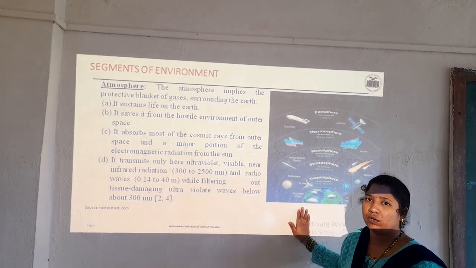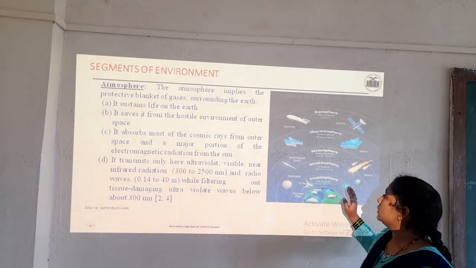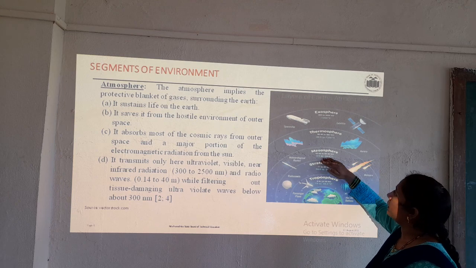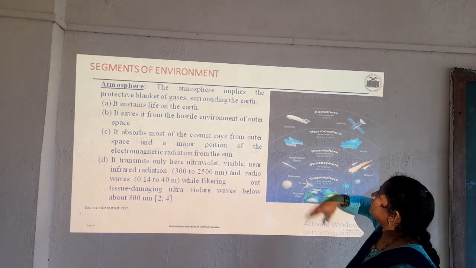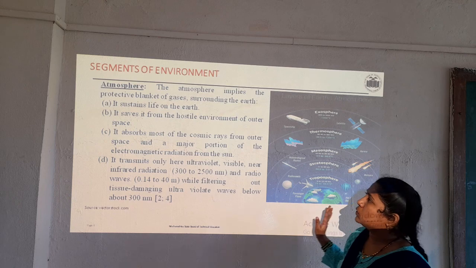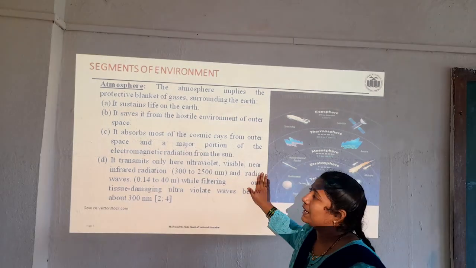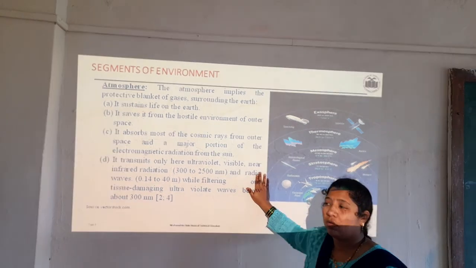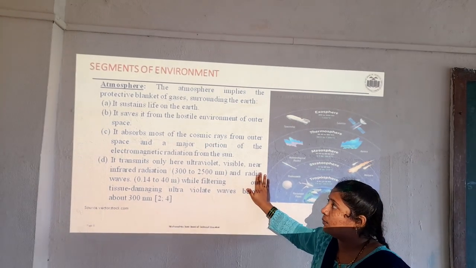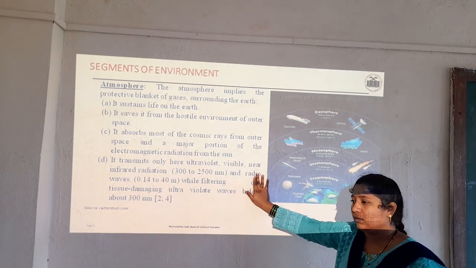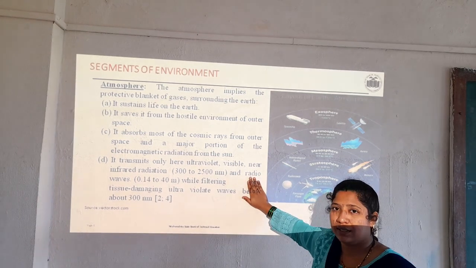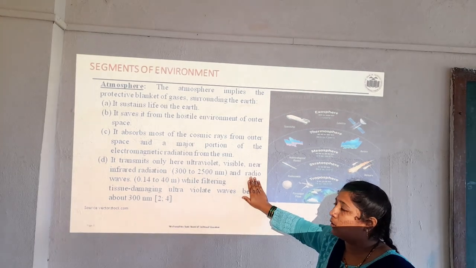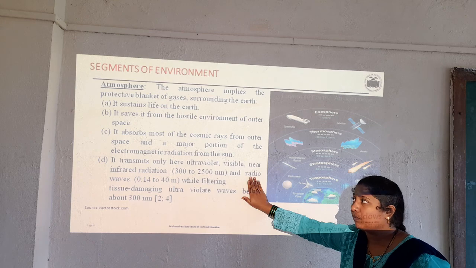First we will see what is meant by atmosphere in detail. This is our troposphere, stratosphere, ionosphere, thermosphere and exosphere. So these are the layers of the atmosphere. The atmosphere implies the protective blanket of gases surrounding the earth, and it sustains life on the earth. The work of the atmosphere is to sustain life on the earth. It saves it from the hostile environment of outer space.